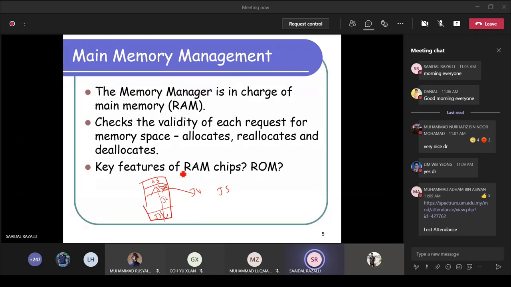Key features of RAM chips, which are actually transistors or logic gates. And ROM, read only memory, which is non-volatile.